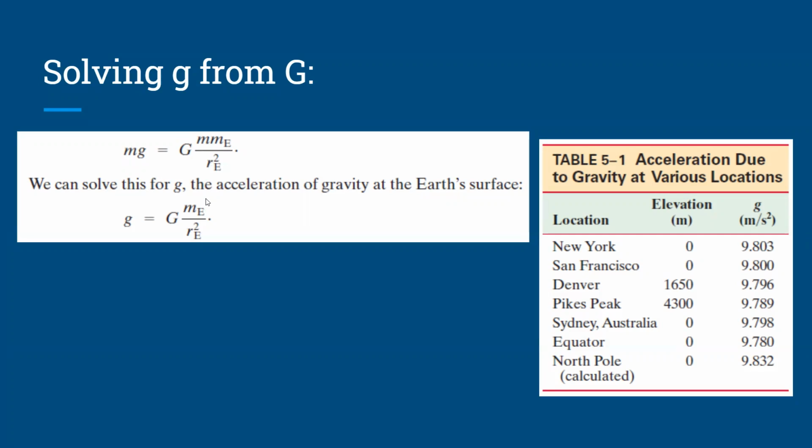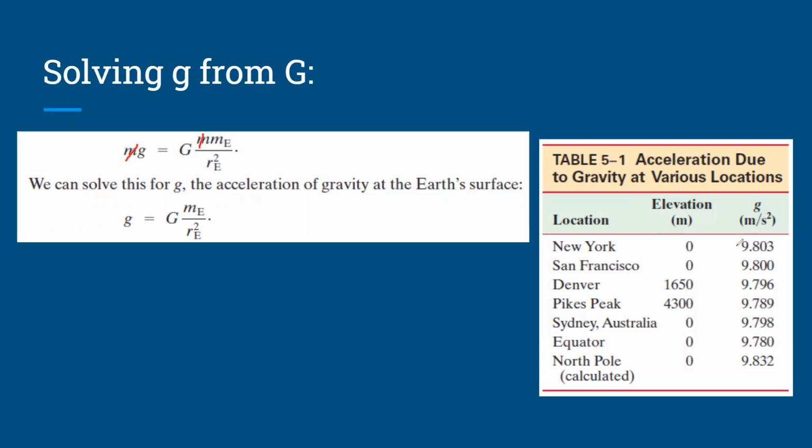So here we can solve for this g, the acceleration of gravity at the Earth's surface. You can cancel out the small m because it's present on both sides. So what is left is G M_e over r squared. And take note that g can be computed based on location and elevation.